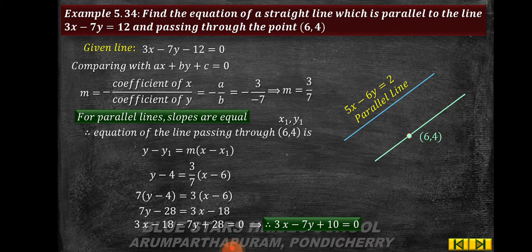So you just change the equation in the diagram, which is wrongly given in the diagram. The correct equation is 3x minus 7y minus 12 is equal to 0.